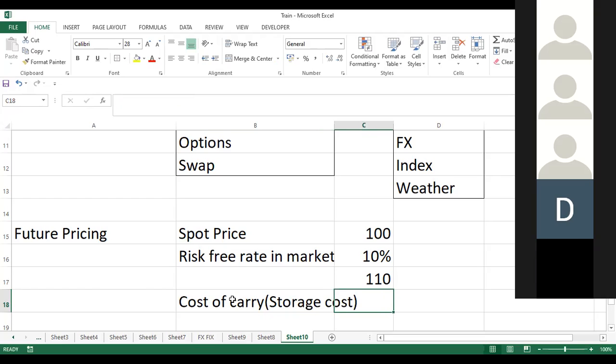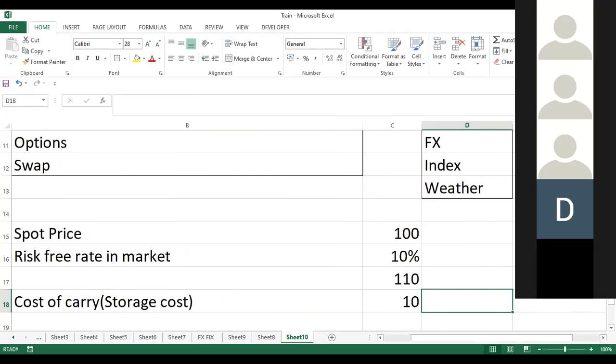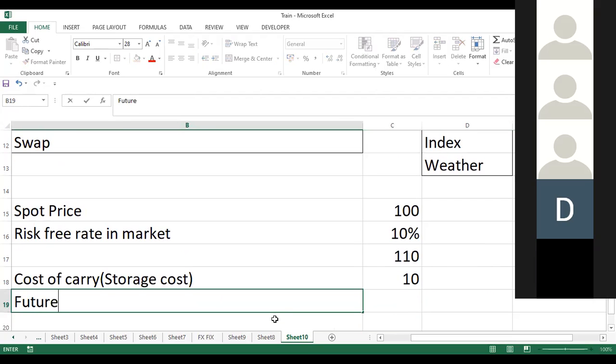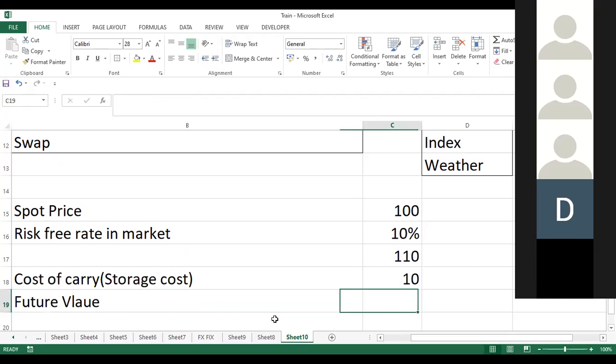Storage cost. Especially in case of rice, you would be having storage cost also. So that is your 10 rupees. So what is the future cost? Future value is 120 rupees in short.